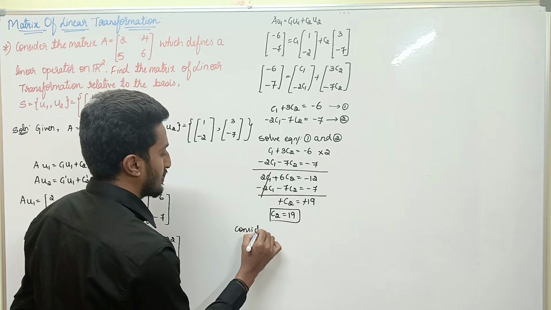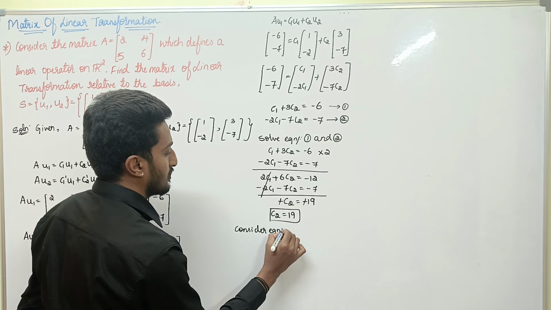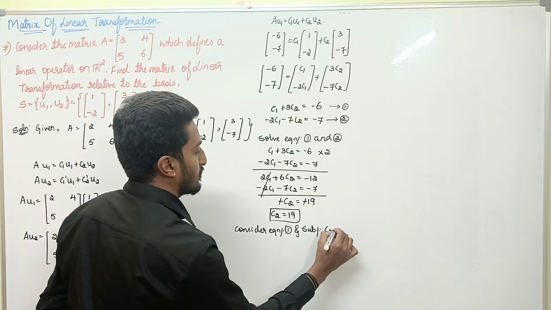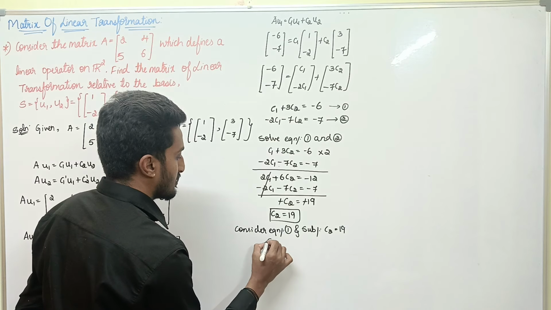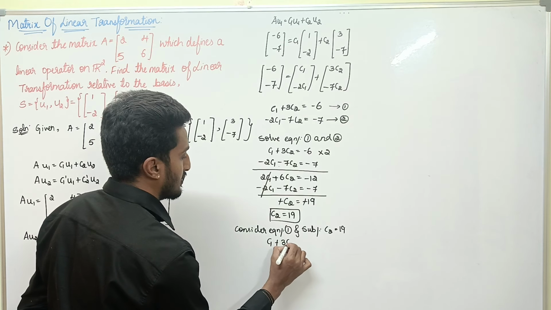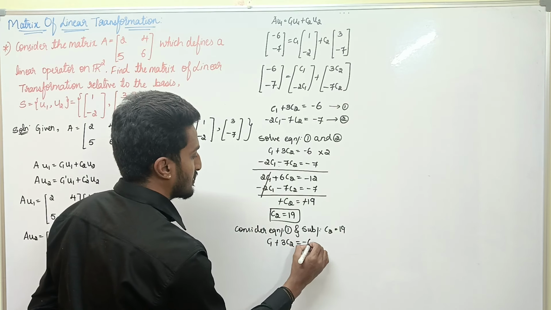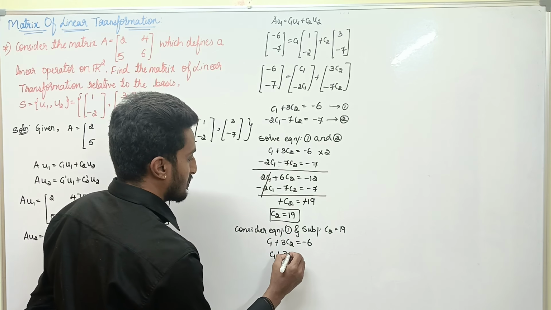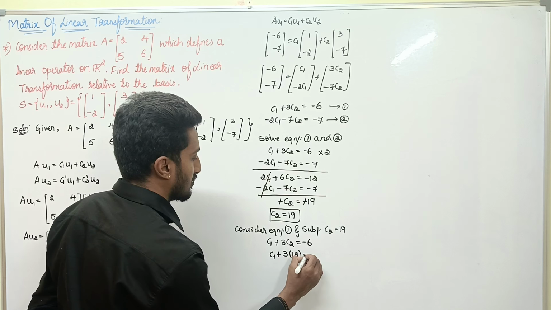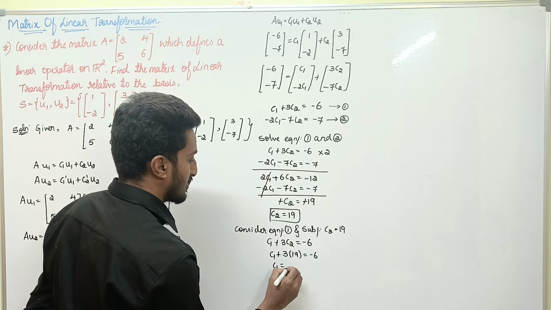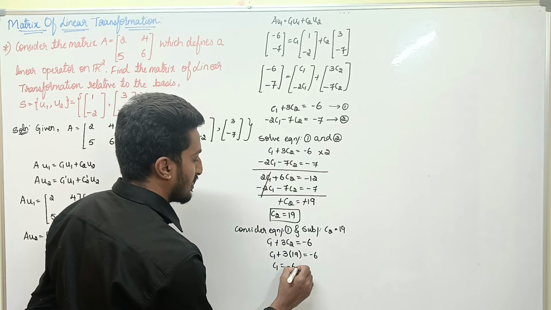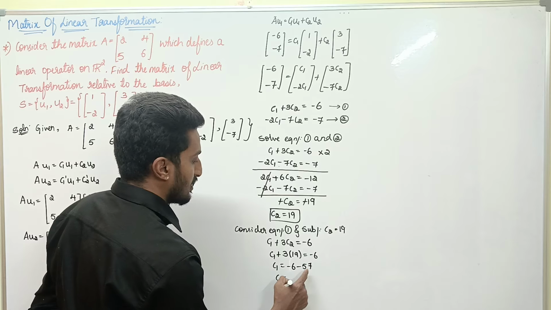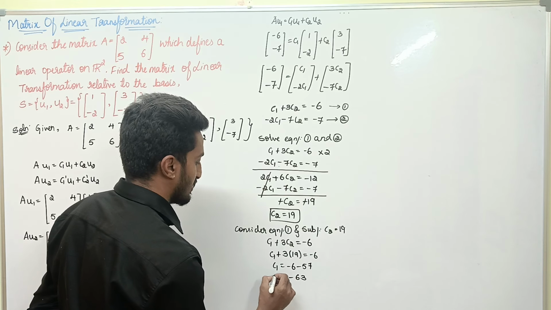Consider equation 1 and substitute C2 equal to 19, that is C1 plus 3C2 equal to minus 6. We need to find C1: 3 times C2, which is 19, and that is equal to minus 6. C1 is equal to minus 6 minus 19 times 3, which is minus 57. C1 is equal to minus 6 minus 57, you get minus 63.